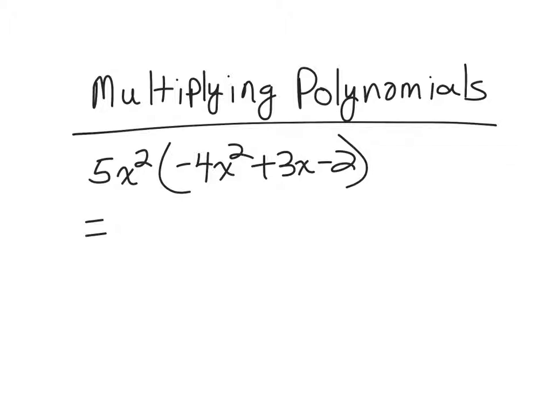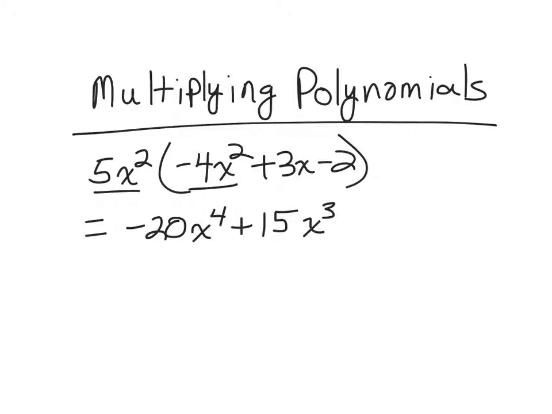So you talk to me, 5x squared times negative 4x squared. What's that? That's right. It's negative 20x to the 4th. Class, how about 5x squared times 3x? Do you add exponents or do you multiply? When I multiply, do I add the exponents? I add them. That's right. Just like I've done all chapter. So it's going to give me 15x cubed.